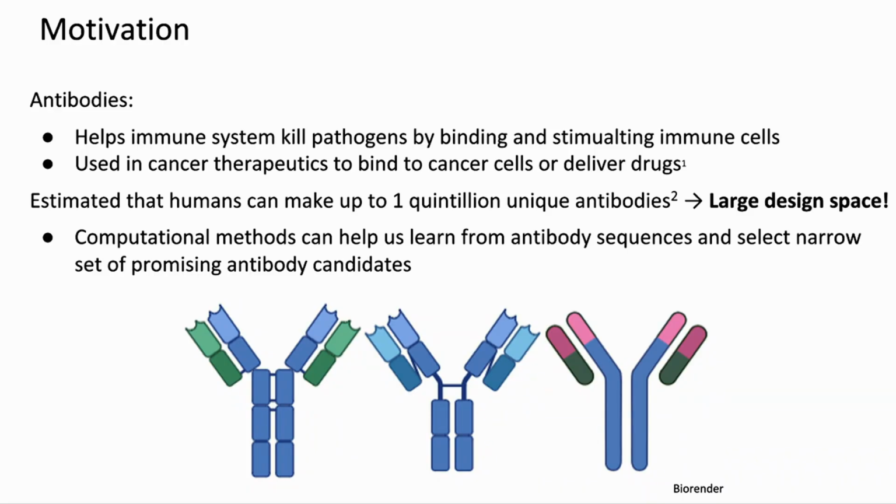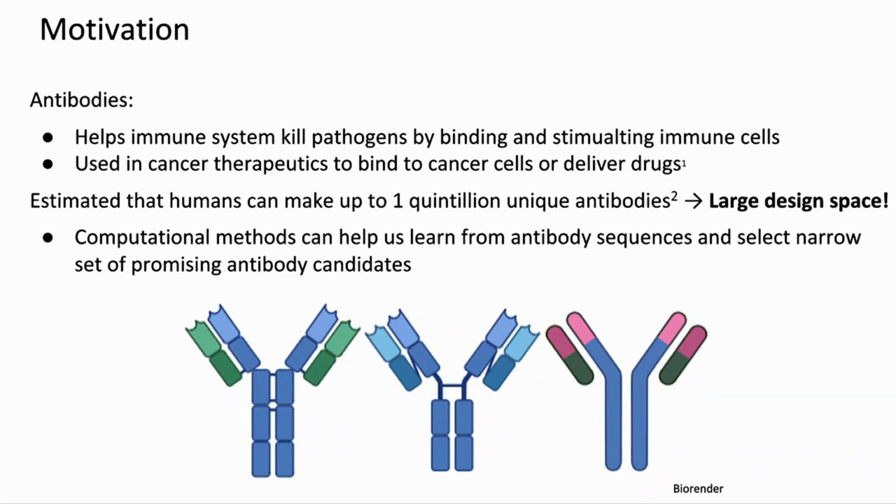One of the main issues with designing these antibodies synthetically is that there's a very large design space. It's estimated that humans can make up to 1 quintillion unique antibodies. And in the body, these antibodies get rearranged until they find the right combination of amino acids to bind to the pathogen the body wants to attack.